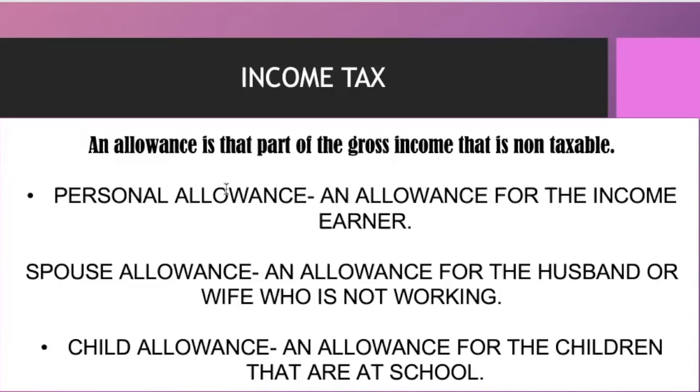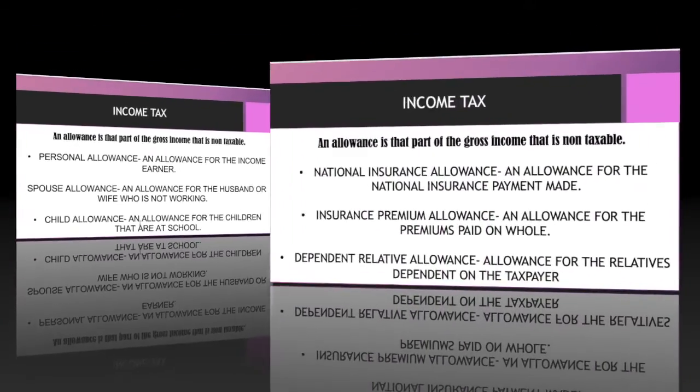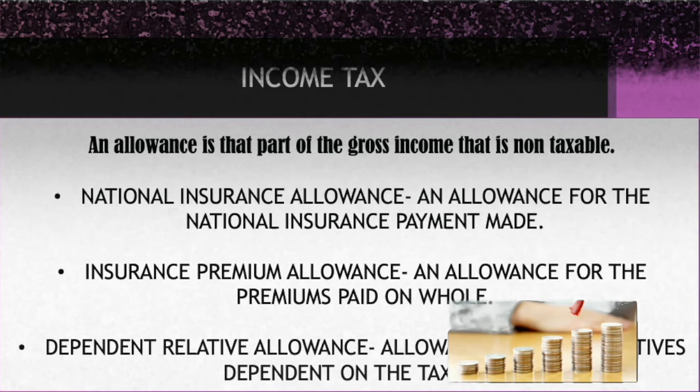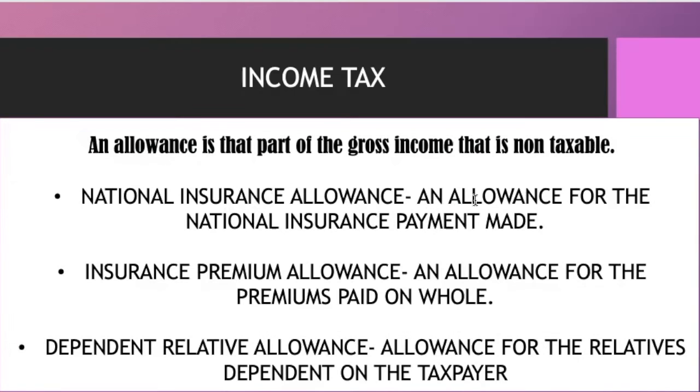But that's a benefit. We have child allowance, the allowance for the children that are at school, whichever school they attend. There are more. We have the national insurance allowance. This allowance is also considered non-taxable, and it differs based on where persons are. But the national insurance allowance is an allowance for the national insurance payment made.